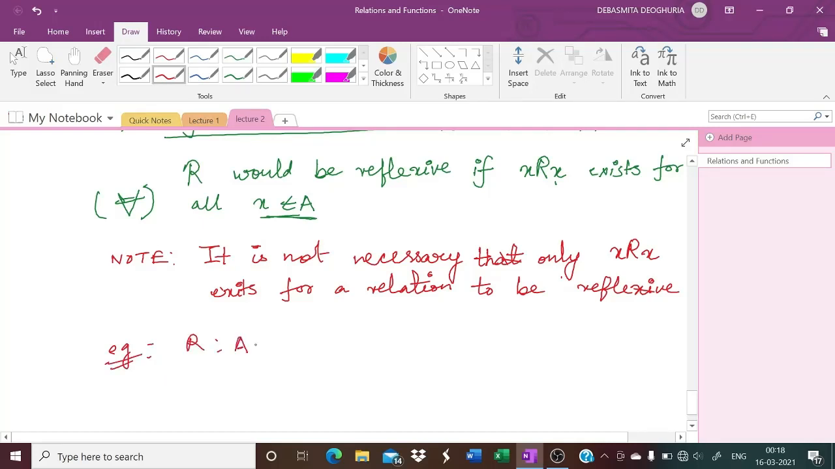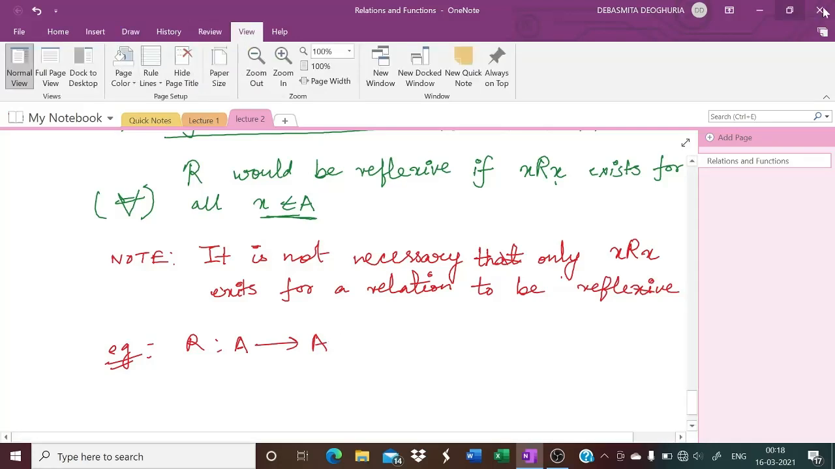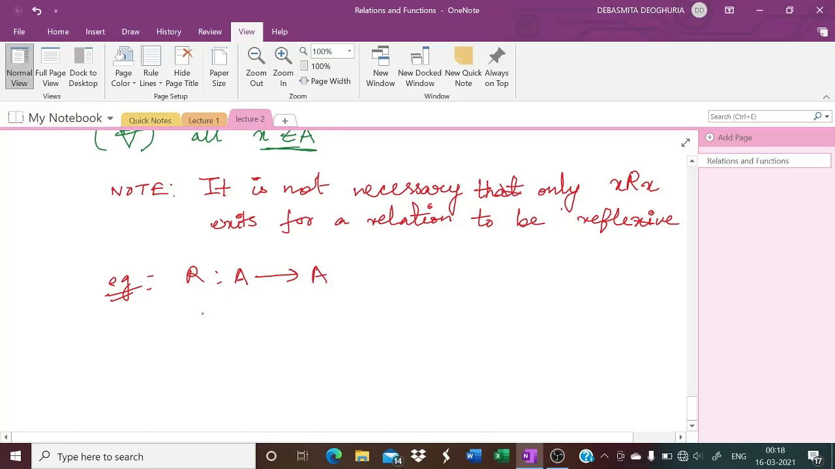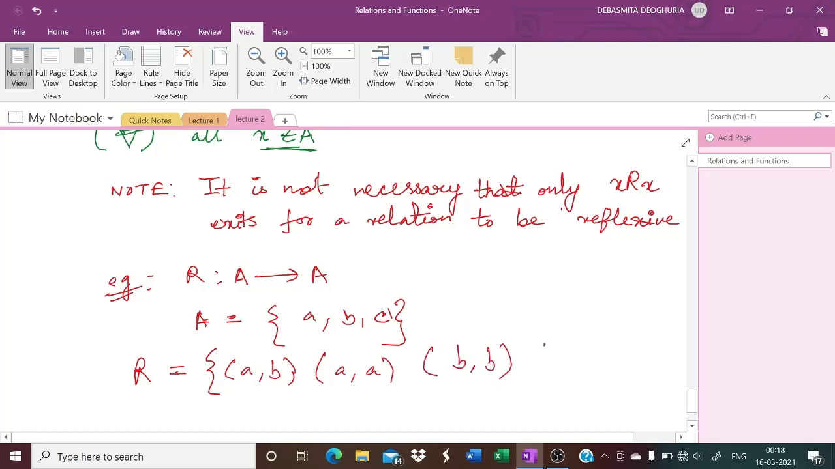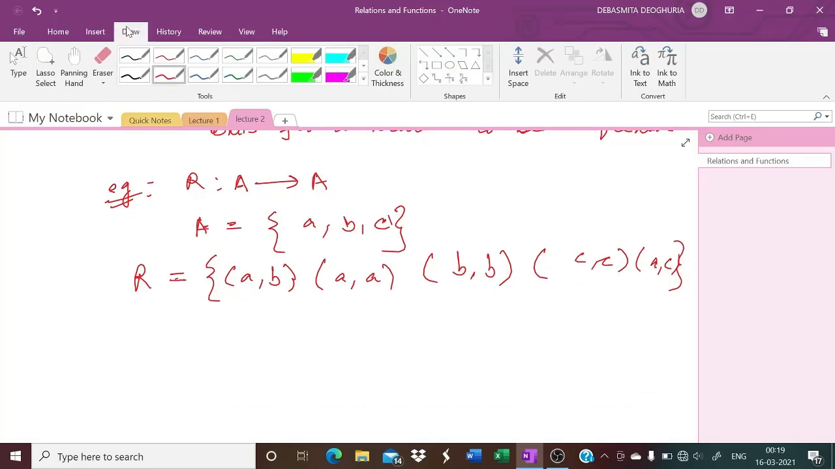Suppose you have a relation from set A to set A, a relation on A. Now suppose the set A is defined by A, B, C. Now you have a relation R, and a relation would be a subset of the Cartesian product A cross A. Suppose that R has elements like A comma B, A comma A, B comma B, C comma C, A comma C. Suppose these are the elements in your relation.